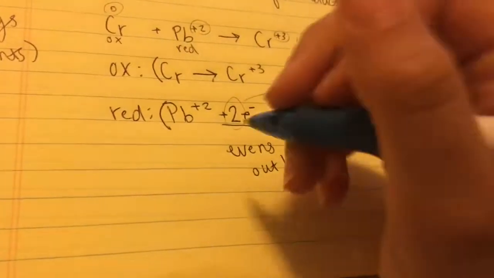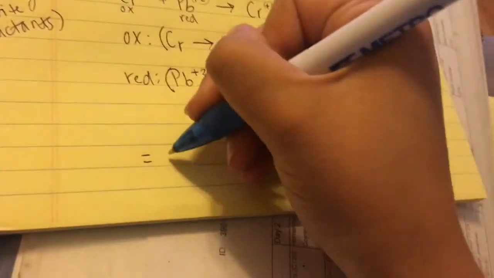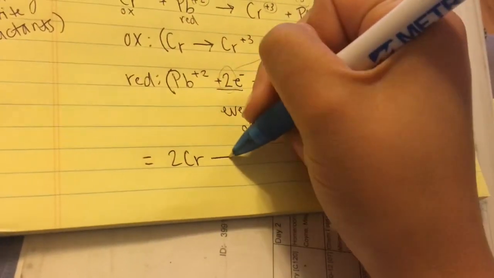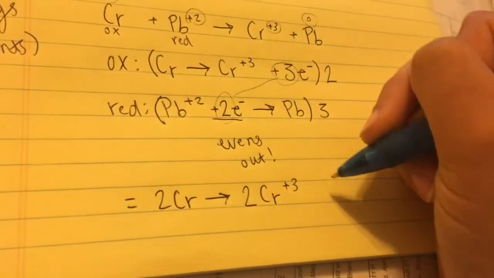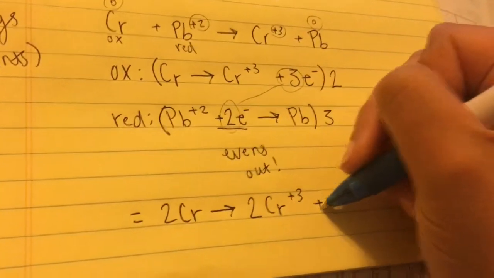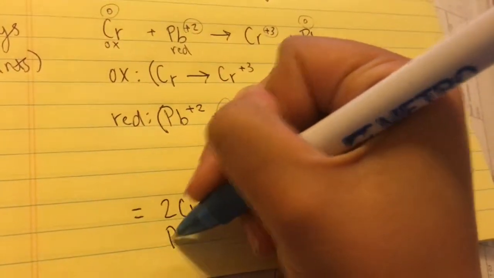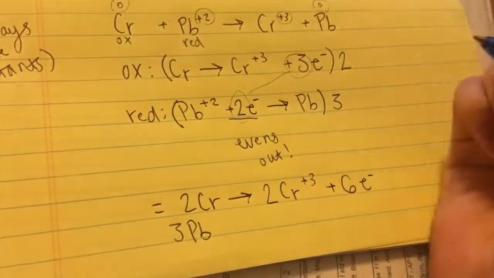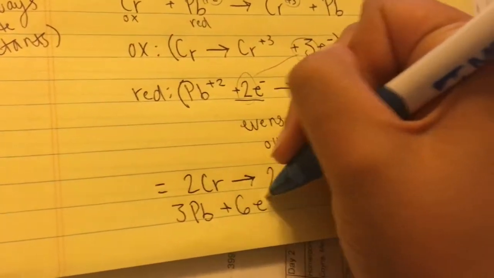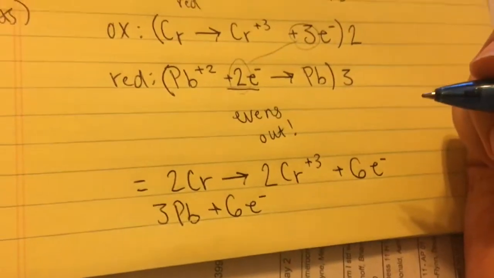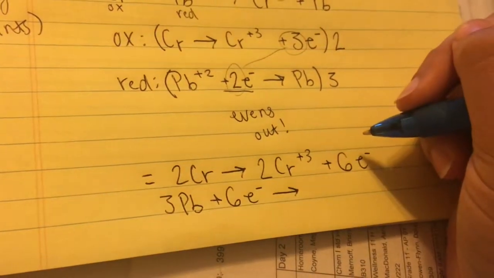After that is all balanced out, now we must complete it by multiplying, so we will end up with the oxidation with 2 chromium, arrow, 2 chromium with the +3 charge, plus 6 electrons, because 2 times 3 is 6. And for the reduction half reaction, we get 3 lead with the +2 charge, plus 6 electrons, arrow, and 3 lead.